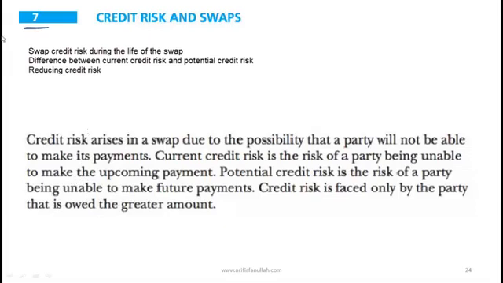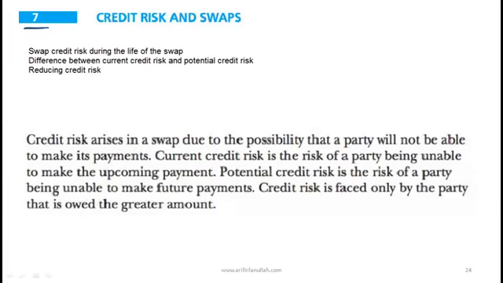In section 7, what I have done is I have simply taken the last two learning objectives which deal with this section in the curriculum, and then I have taken the relevant parts from the summary, and I am confident that as long as you know these points from the summary, you know what you need to know for the exam. So let's look at the learning objective and then what we see in the summary. Evaluate swap credit risk for each party during the life of the swap. Distinguish between current credit risk and potential credit risk, and explain how swap credit risk is reduced by both netting and marking to market. So we are going to cover all these points.